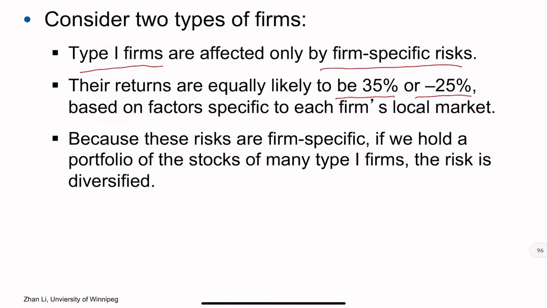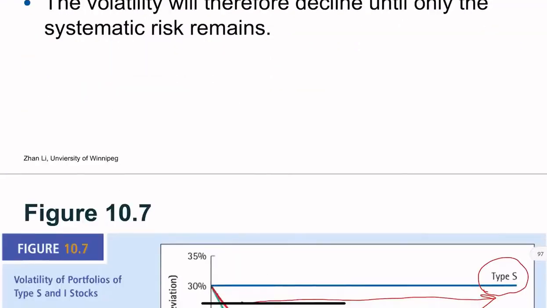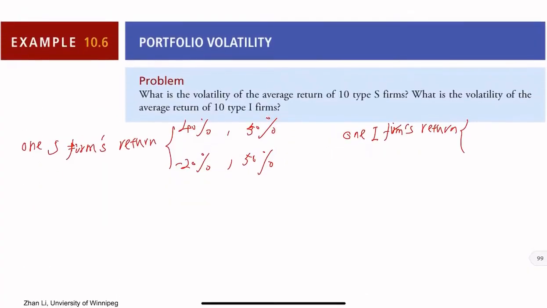So it's either 35% or minus 25% with equal probability, 50% and 50%. Now let's look at the standard deviation of one firm's return.